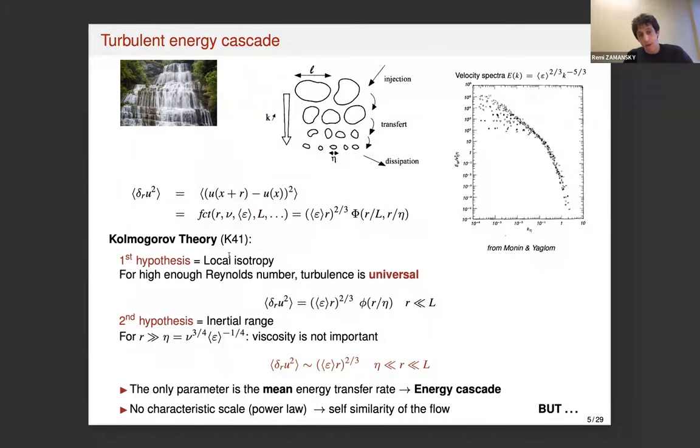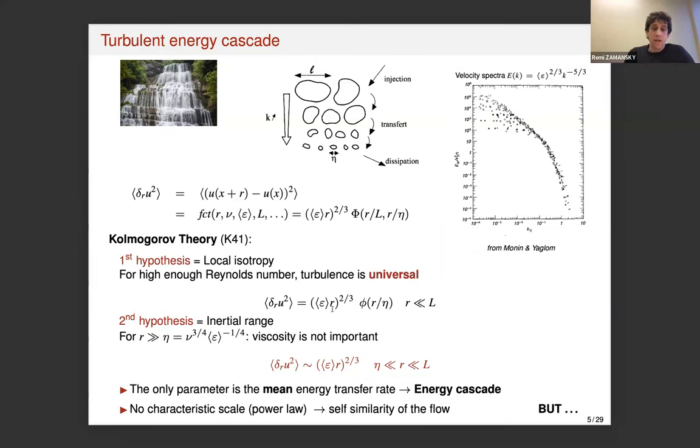And Kolmogorov made two hypotheses that are very important in the study of turbulence. The first one is about the universality of turbulence. Basically, he said that if the Reynolds number is large and the scale separation is not too large compared to the integral scale, we may forget how the turbulence has been produced and obtain the following expression for the variance of the velocity increment.